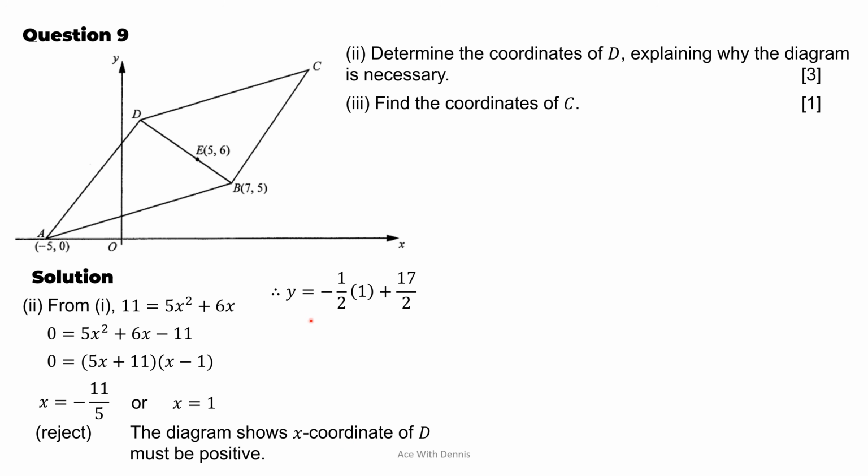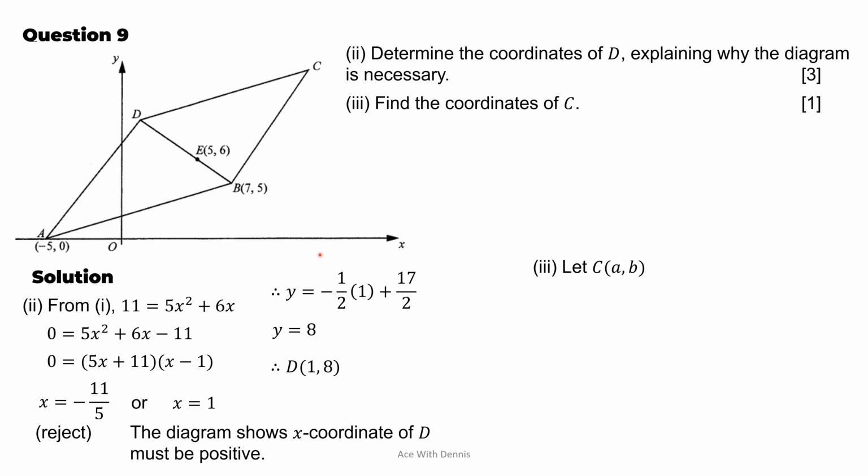Then we find the y value. Just substitute x equals 1 into this equation, so y equals negative half times 1 plus 11 over 2, and the y value is 8. Therefore, the coordinates of D will be 1, 8.